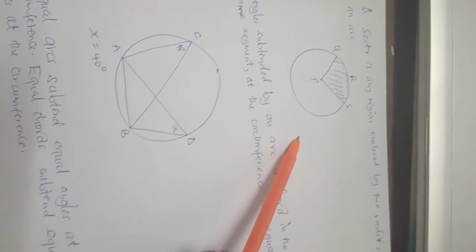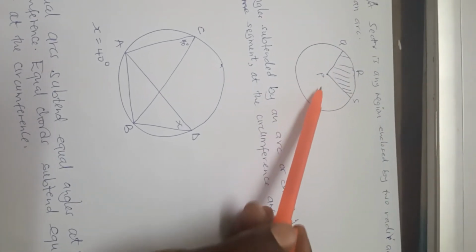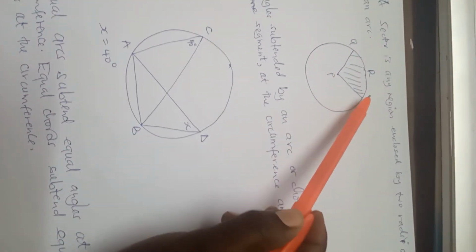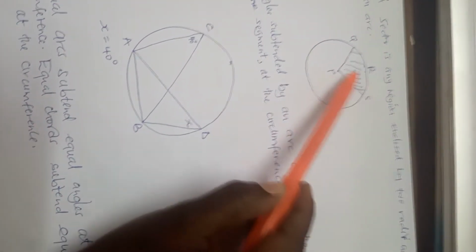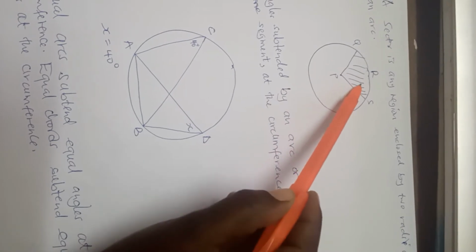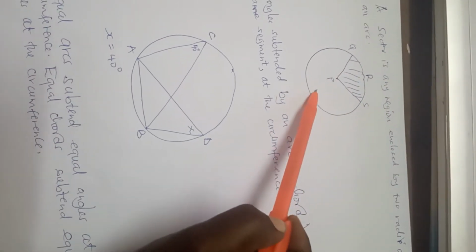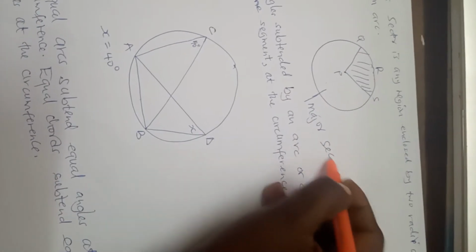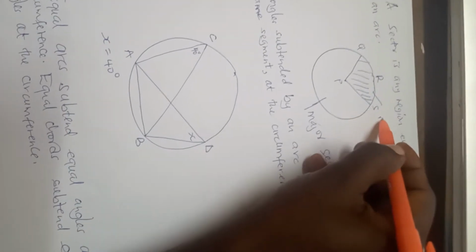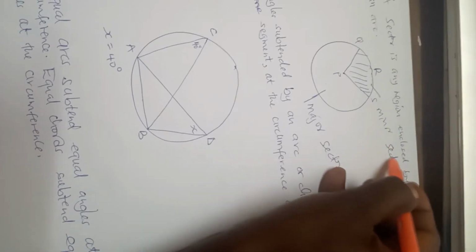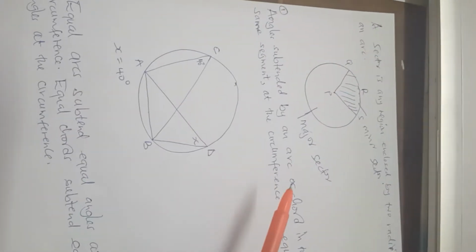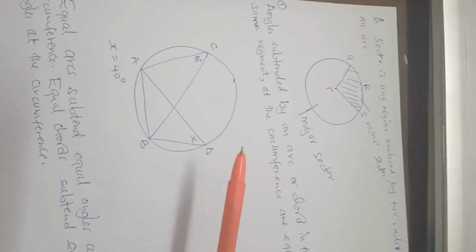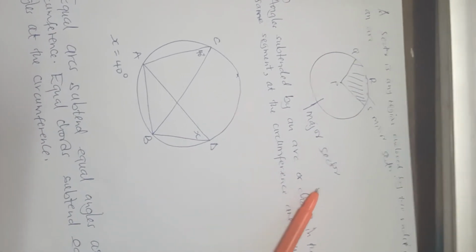Then we have what we call a sector, which is a region bounded by two radii, PQ, PS, and an arc, QRS. So the shaded region is a sector. This is a minor sector, and this other part is a major sector. This other part is a minor sector. This prerequisite knowledge is very important when handling this topic of angle properties of a circle.